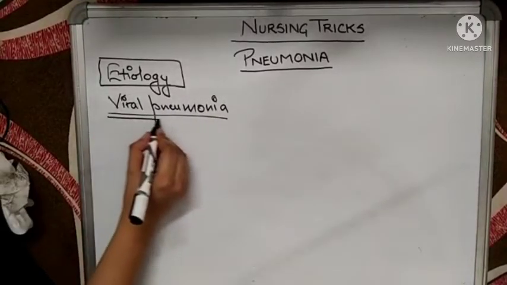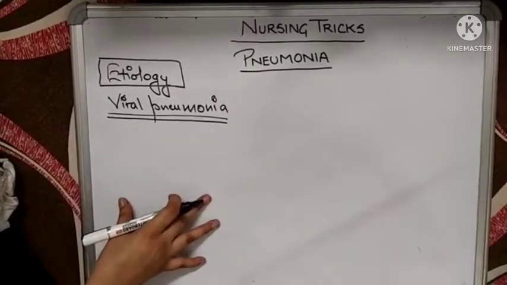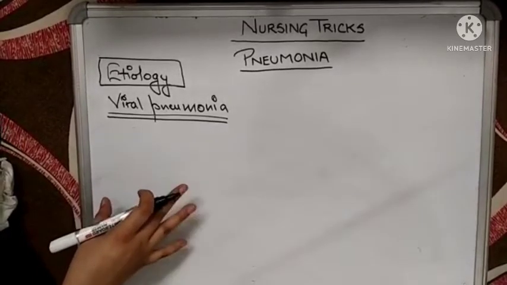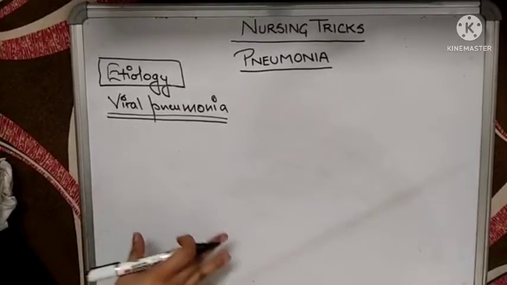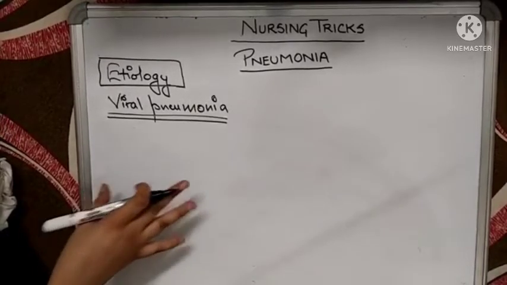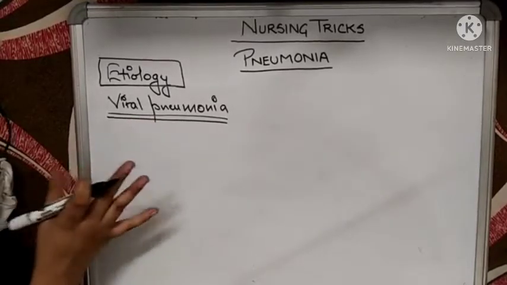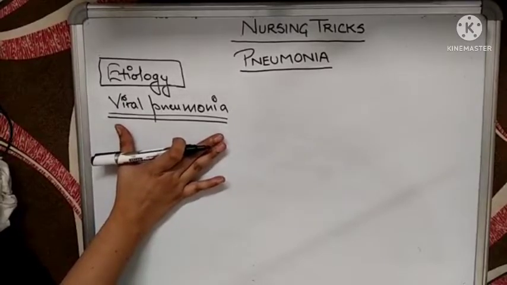So in the viral pneumonia, we will just see what all viruses are responsible. In detail we will see when we study the various types of pneumonia: what the clinical features are, how you will differentiate the various types from the other ones, what the treatment is, what the nursing management is, and all that. So here let us just see what all viruses are responsible for the viral pneumonia.